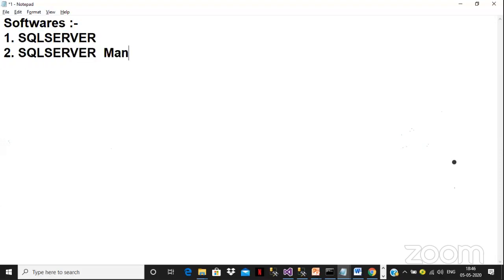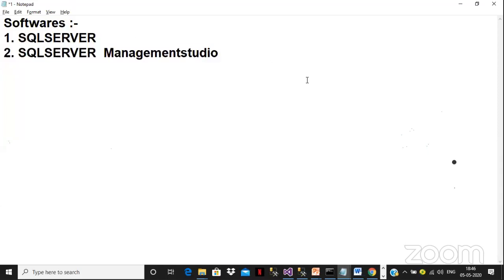I will show you how to open the SQL Server software. As I told you, two softwares you have to install. One is SQL Server. Another one is SQL Server Management Studio. Two softwares are required. Once you install SQL Server, then Management Studio is also installed automatically.